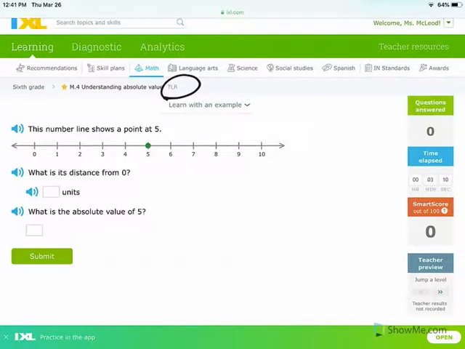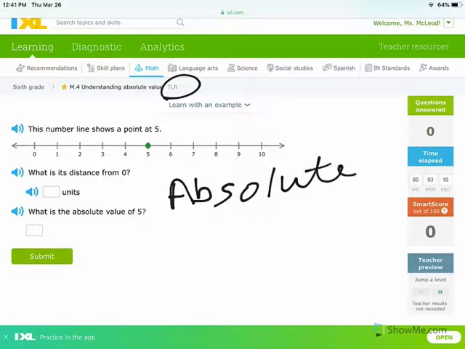Okay, so today we're relearning. Everything we're going to be doing, you already know. This is just to help you and give you a refresher. So we're going to be relearning about absolute value.